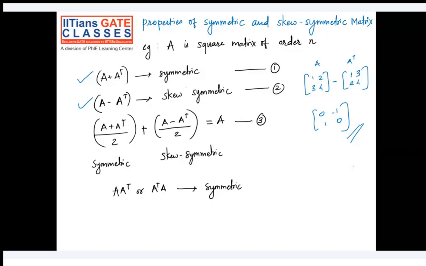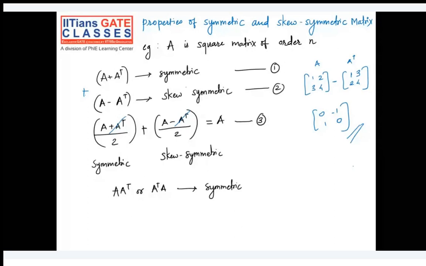So now if I divide this matrix by 2, and this matrix by 2, and if I add them, I'll end up with matrix A itself, right? Or if you just add them, A plus A transpose plus A minus A transpose, A transpose will get cancelled. You'll end up with 2A, right? And if you divide it by 2, you will end up with matrix A.